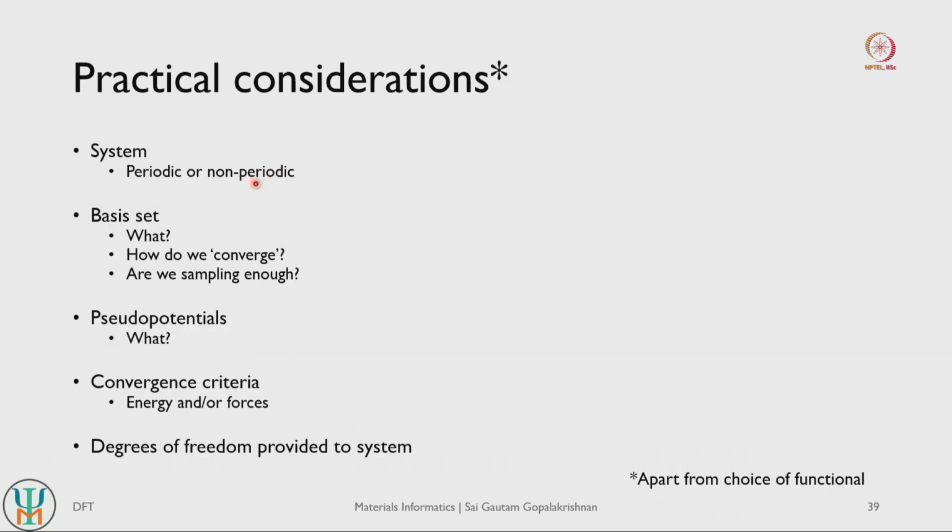So depending on your system itself you may have to choose a basis set accordingly, for example, right. So basis set is how you are expanding your one electron wave functions, right, within your Kohn-Sham framework. So we are representing our electron densities as a summation of one electron wave functions, and these one electron wave functions are in turn expanded on some orthonormal basis set. So what is the basis set that we use, that is something that we need to consider, and how do we converge this basis set.